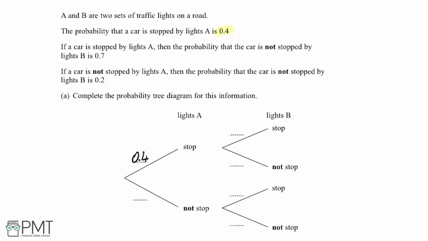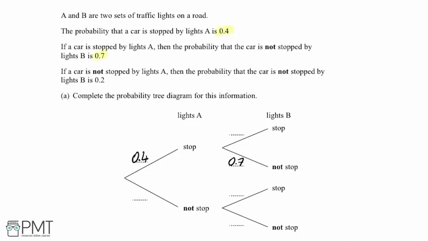Okay, so next line. If a car is stopped by lights A, then the probability the car is not stopped by B is 0.7. So the car's been stopped by lights A, so we've gone down this part of the tree, and then it's not stopped by lights B. So we then go down this part of the tree to not stopped. So we're going to be putting our probability here. And in the question we're told that's 0.7, so I'm going to put that in here.